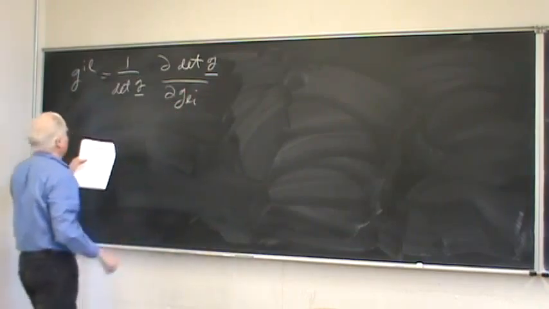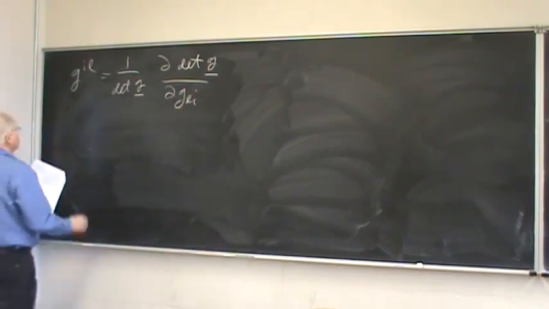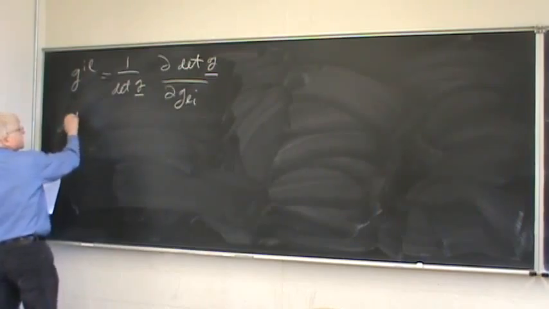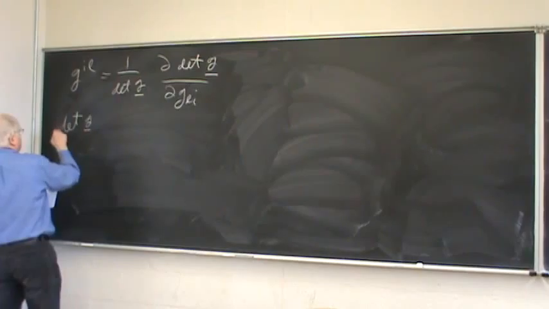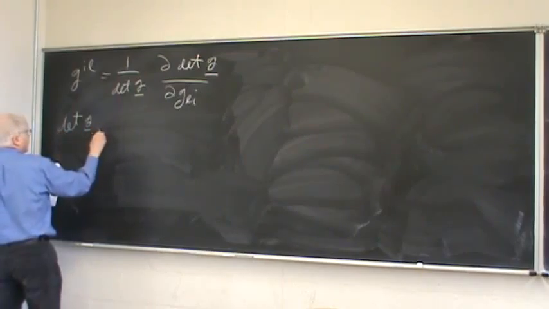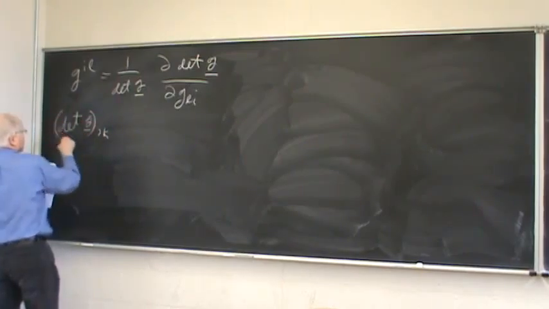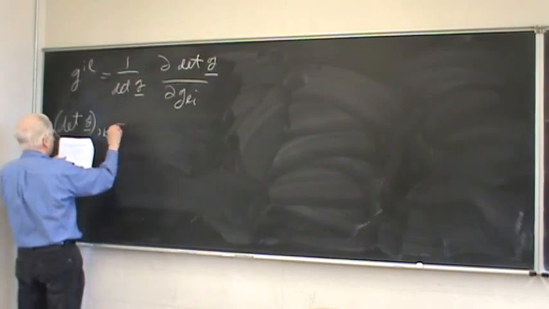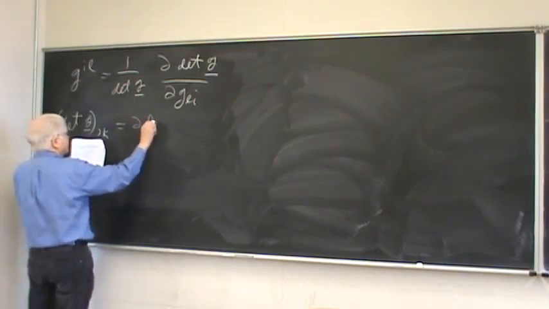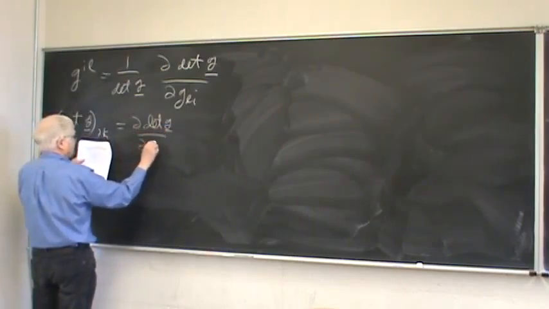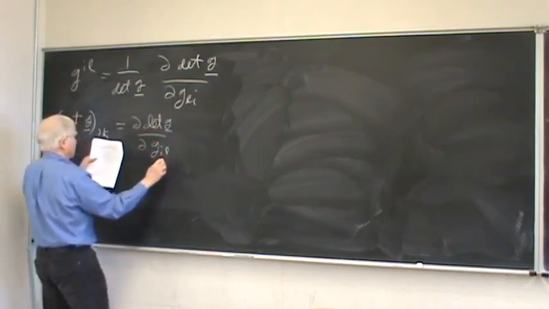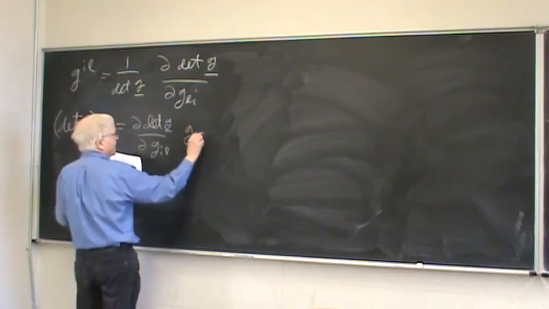Okay, great. Now, let's just use the chain rule. The determinant of G bar, comma K. So we're taking the derivative of that. Well, that'll be the partial of the determinant of G bar with respect to G_{IL} times G_{IL,K}.